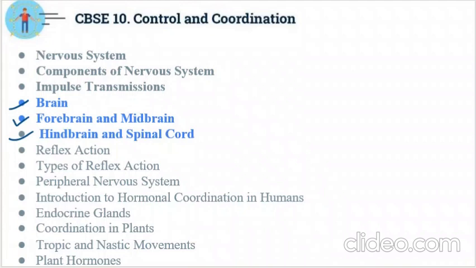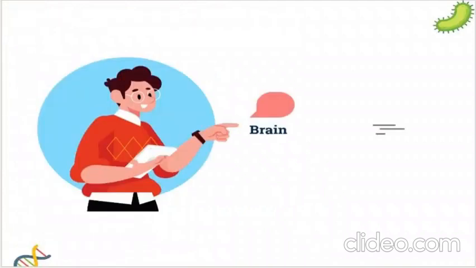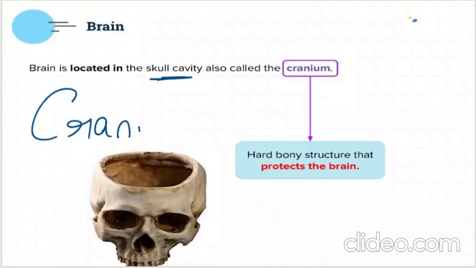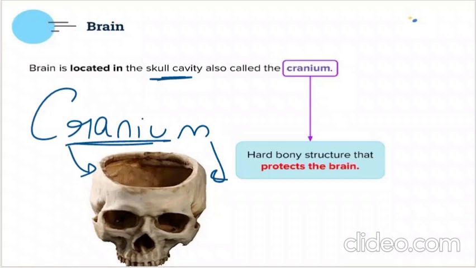So let's start with the concept of brain structure and function. What is the brain? The brain is located in the skull cavity, also known as the cranium. The cranium is nothing but a bony box where the brain is stored. It is the bony part that protects the brain.